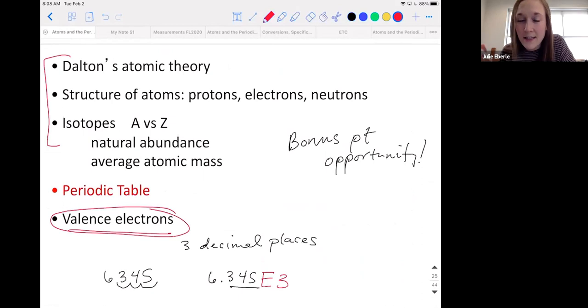So please take really good notes when we're talking about valence electrons, because if you don't know how to count valence electrons and you don't know the purpose of them, chapter 3 is gonna be really hard for you, okay?